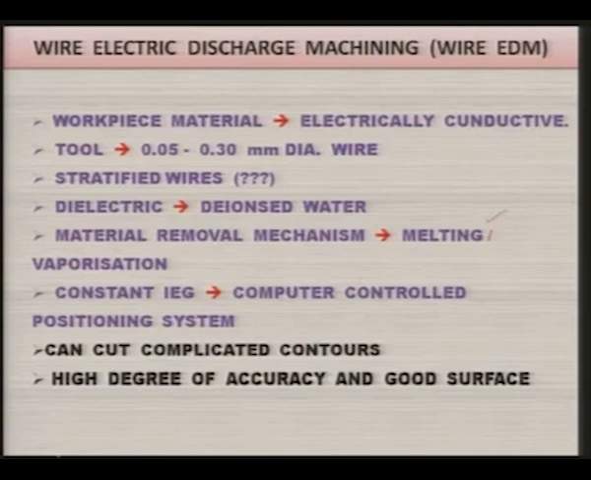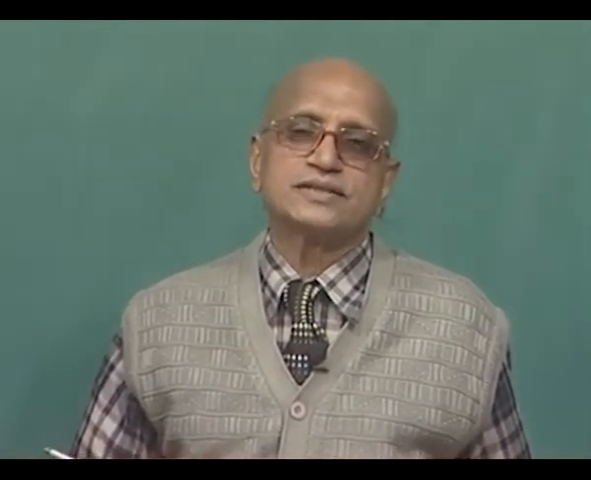In this particular case, the surface finish is much better than what you get in the normal EDM process. The reason is very simple. In the wire EDM process, the current that flows between the tool and the workpiece is very small compared to the normal EDM process, and the frequency of the pulse power supply in wire EDM is much larger than the frequency in the EDM process.